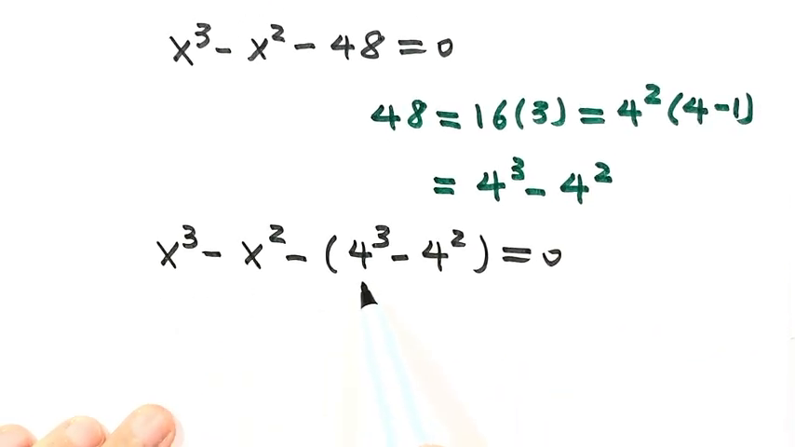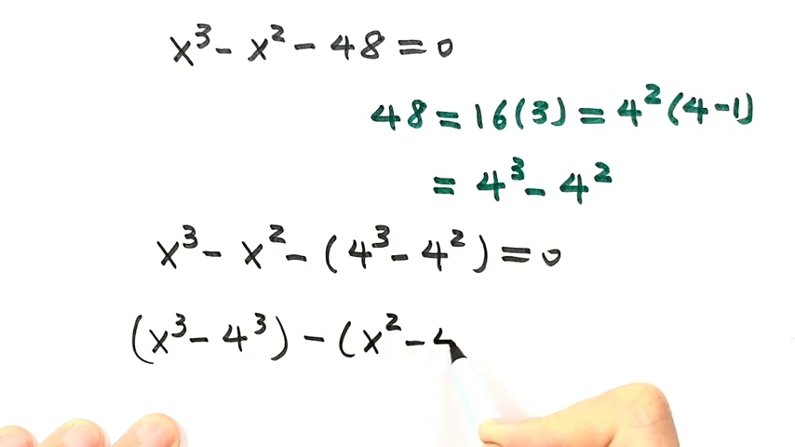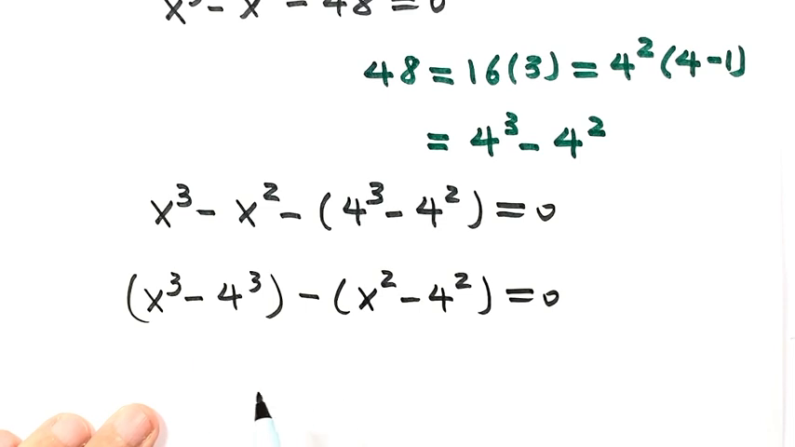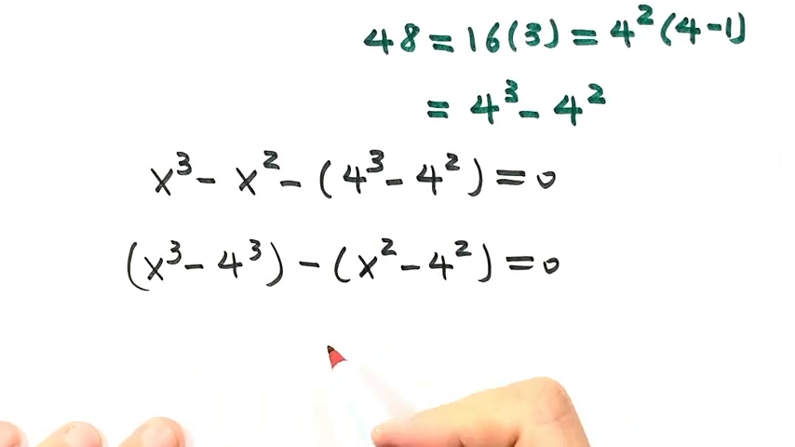Let's combine these two together. Then combine these two together. Take out the negative sign. Then minus 4 squared equals 0. Then factor each part. So for this one, we're going to use this formula.